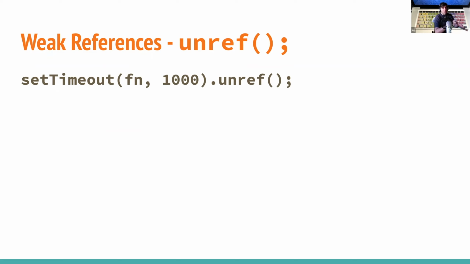It's true of all timeouts. I am not specifically sure that it's true of nextTick, but I'm pretty sure that it is. All of those things that create references on the event loop in Node have an unref. And if you call unref, it'll put it into a different queue, or it'll annotate it. I don't think it actually puts it in a different queue.